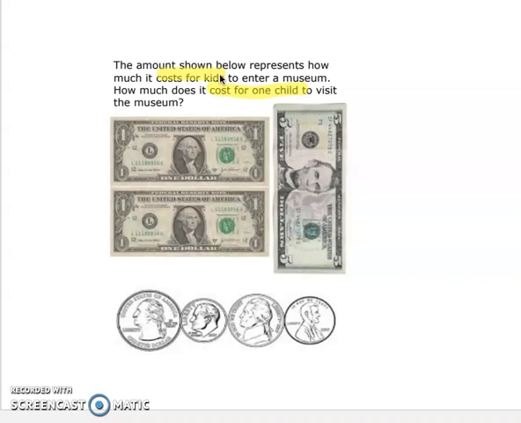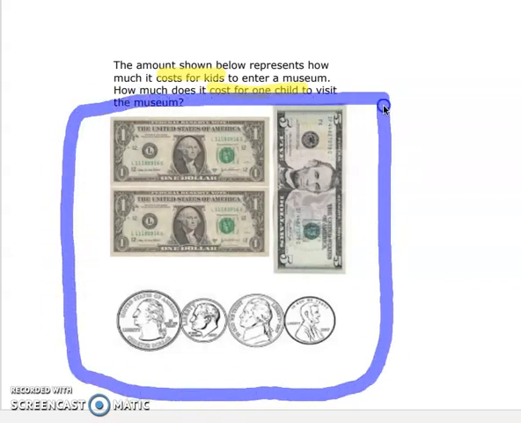And so this amount shown below, all of this amount is the amount that it costs to go into the museum. And so I want to look, we always start with our bills. That's what we've been doing so far. And we're going to keep doing that. Miss Ryan's going to change her color.